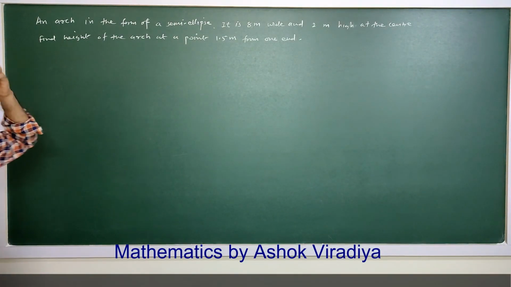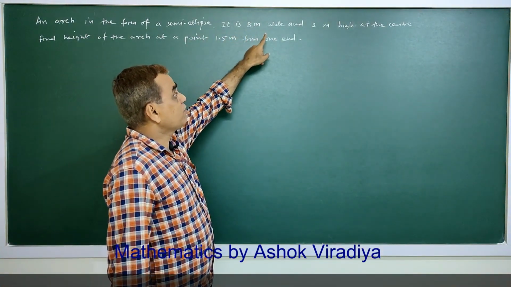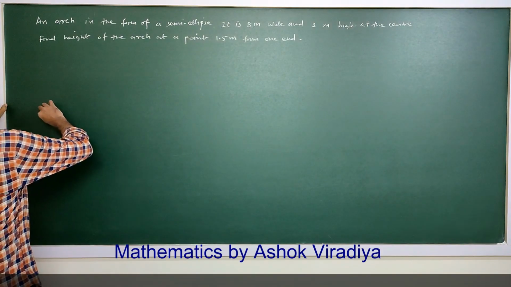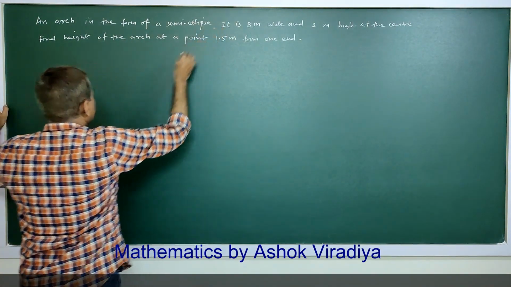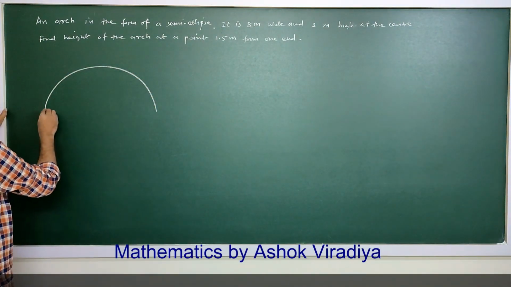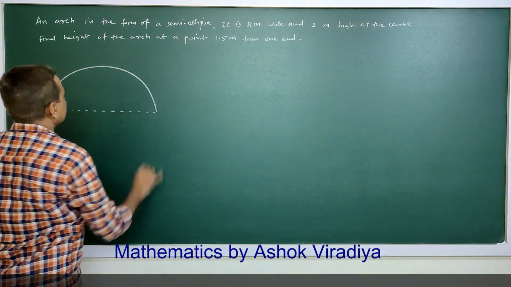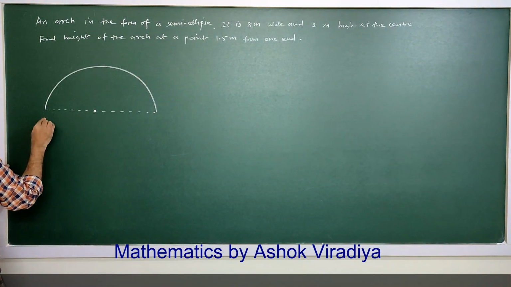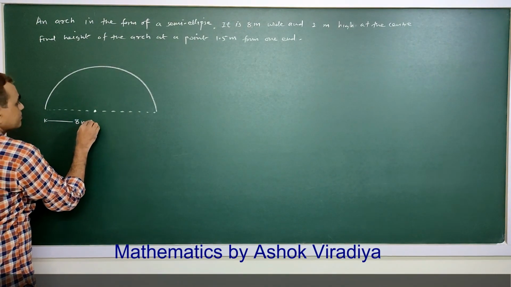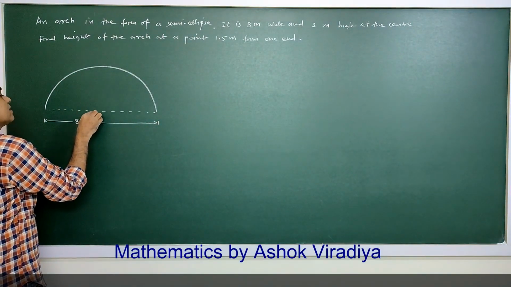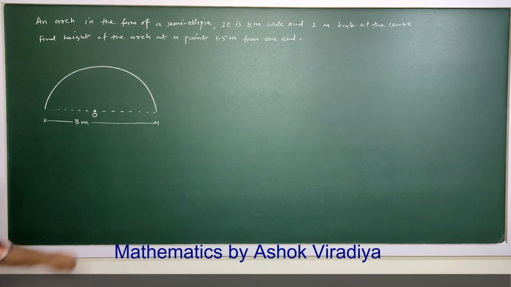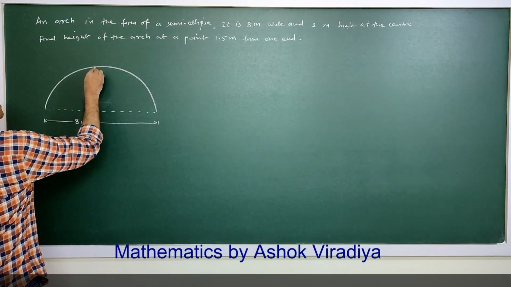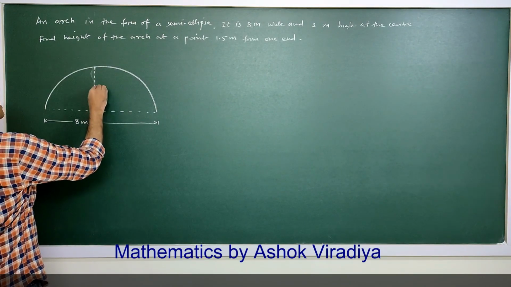An arch in the form of a semi-ellipse is 8 meter wide and 2 meter high at the center. So suppose this is an arch in the form of a semi-ellipse. At the center, it is 8 meter wide. So here the width is 8 meter. This is the center. The height is 2 meter. So this height is 2 meter.